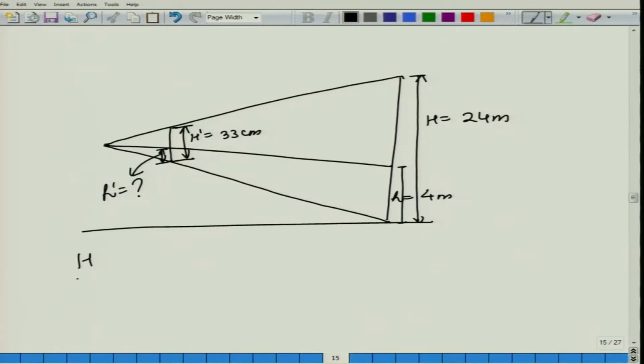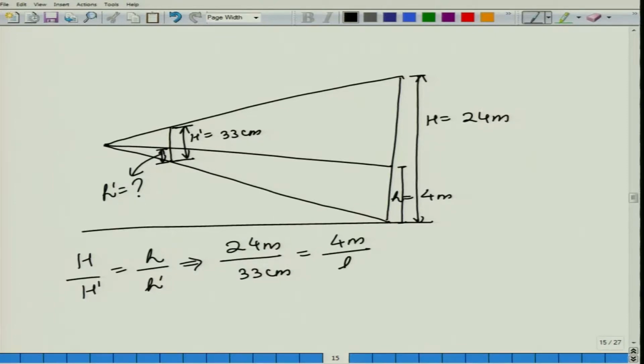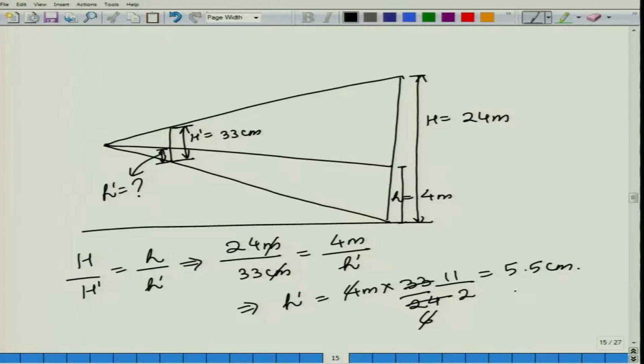So, using the relation h upon h prime is equal to small h upon small h prime, we get capital H is 24 meters divided by h prime is 33 centimeters is equal to small h, that is 4 meters, divided by small h prime. So, centimeters and centimeters get cancelled away. We have small h prime is 4 meters into 33 by 24. Now, 4 6s are 24, 3 is 11, 3 2s are 6 is 5.5 centimeters.